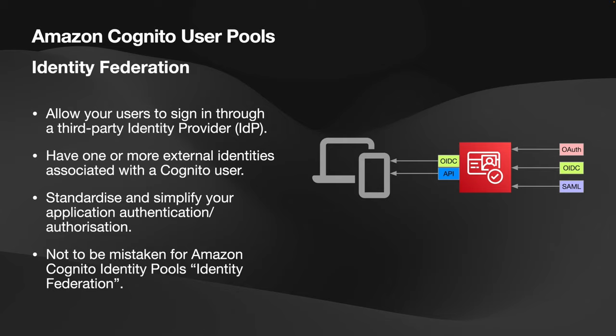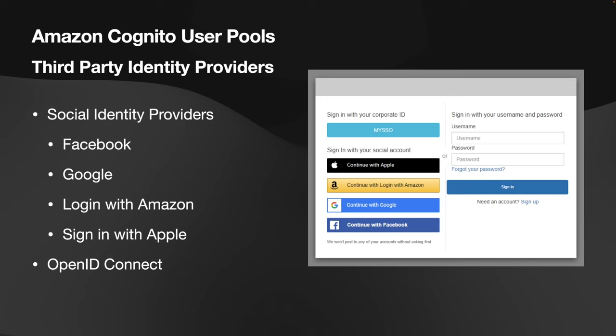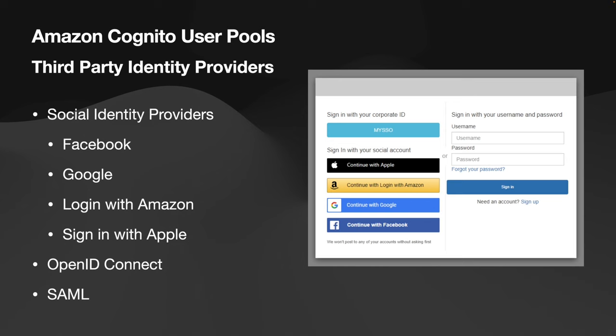Amazon Cognito user pools supports a number of standard social third-party identity providers like Facebook, Google, Login with Amazon, and Sign in with Apple. But if you want to sign in with someone that isn't on that list, you can use any provider that is an OpenID Connect provider. Or if you're in an enterprise that has SAML identity providers, then you can integrate with those using SAML.